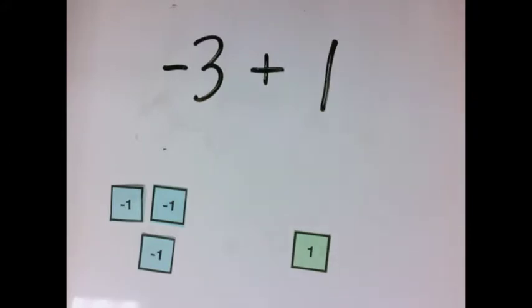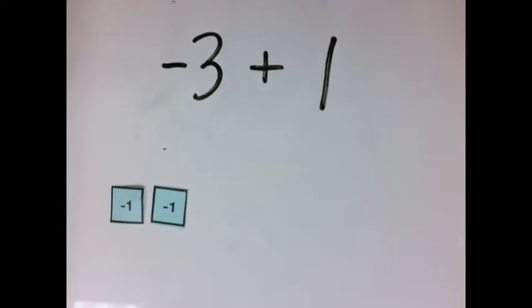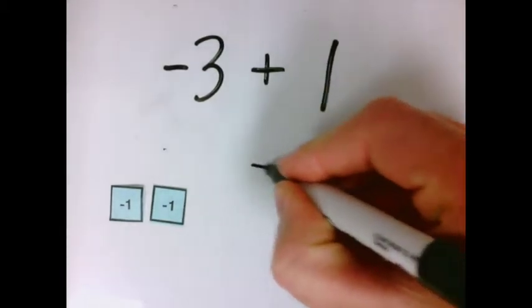Now we're going to model negative 3 plus positive 1. We have 3 negative 1s and 1 positive 1. We can create 1 0 pair and eliminate 1 0 pair. We're left with 2 negative 1s. Our sum is negative 2.